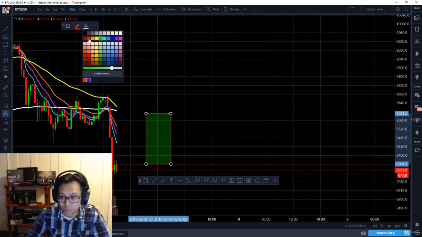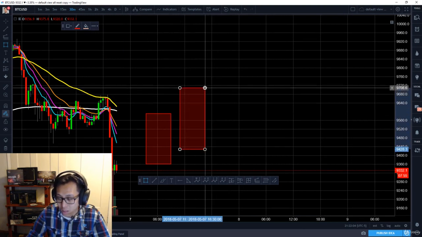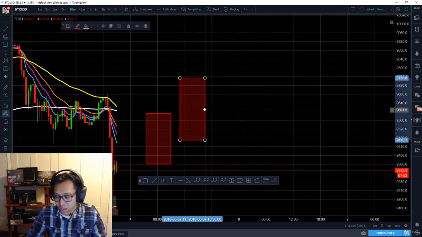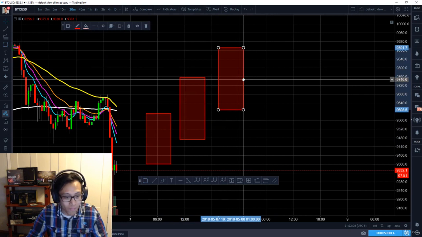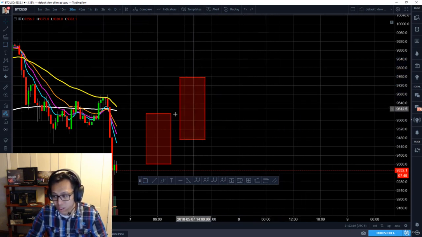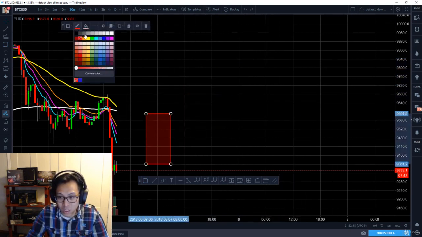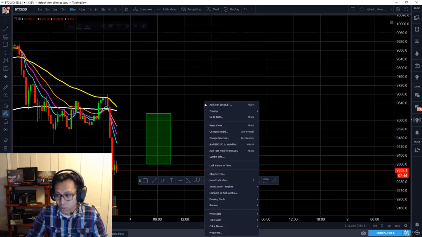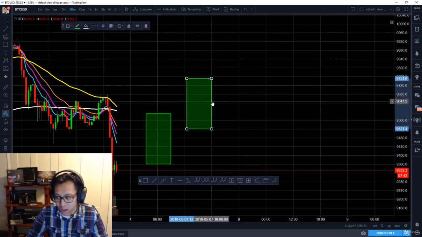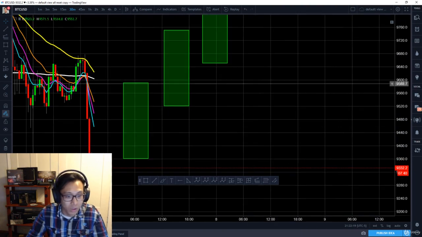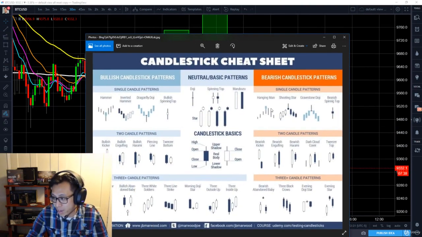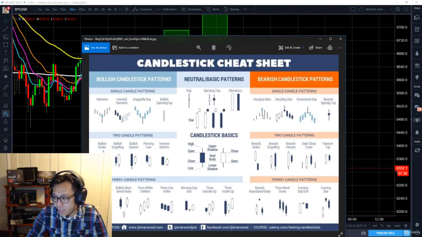So let's talk about some bearish candles now. Let's say we got a series of green candles like that, not red, so make this green. It's still on an uptrend. Let's talk about some of these candles, like a hanging man. This is a hanging man right there.